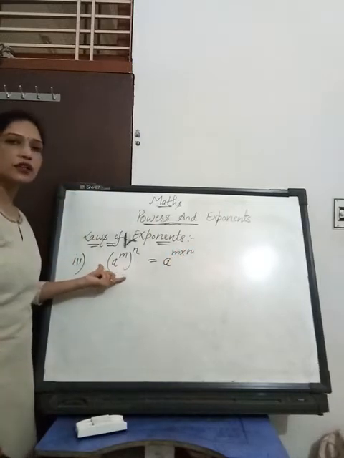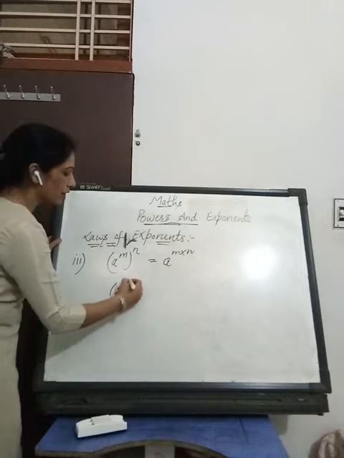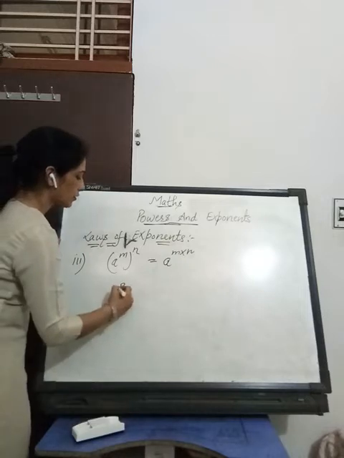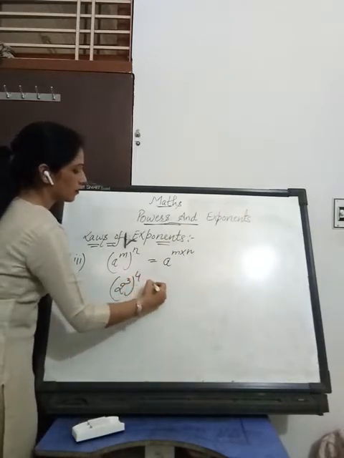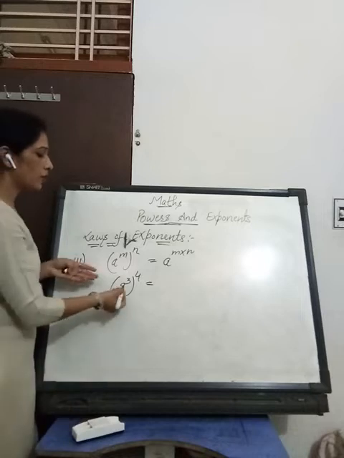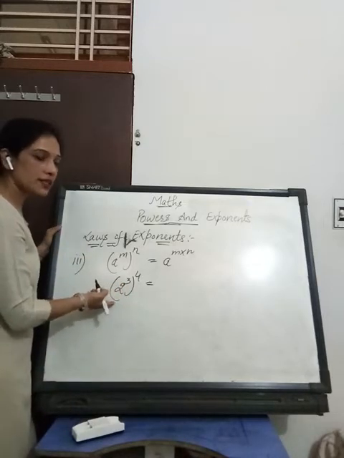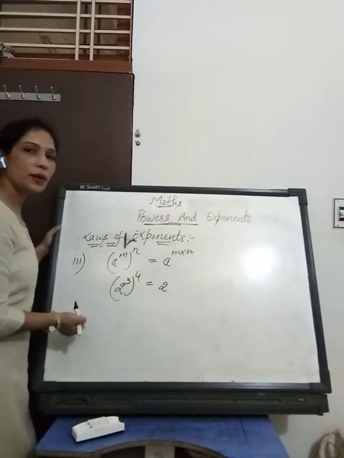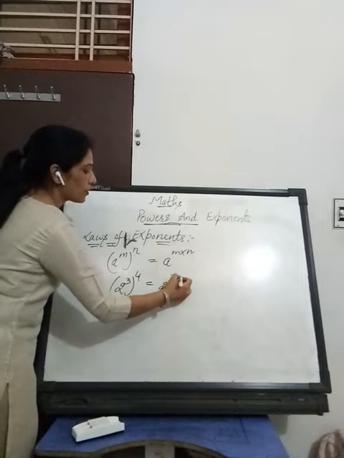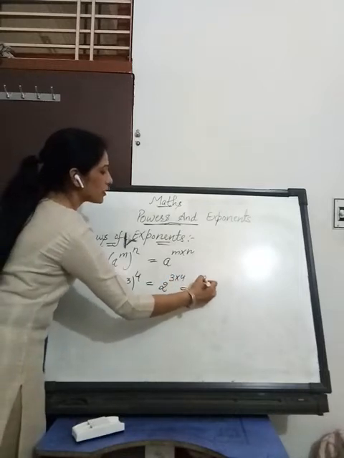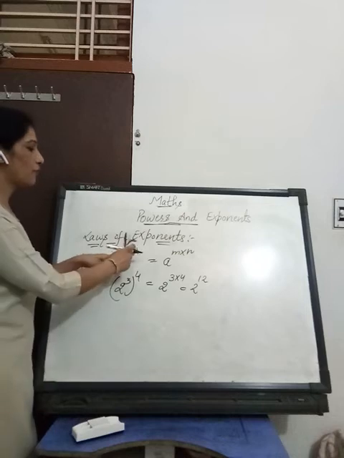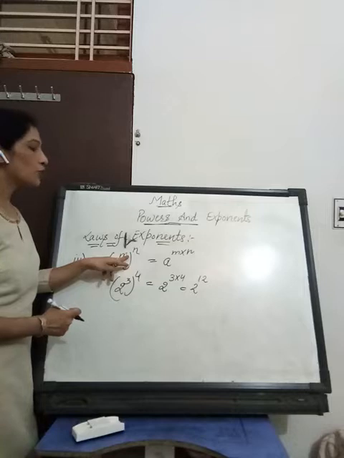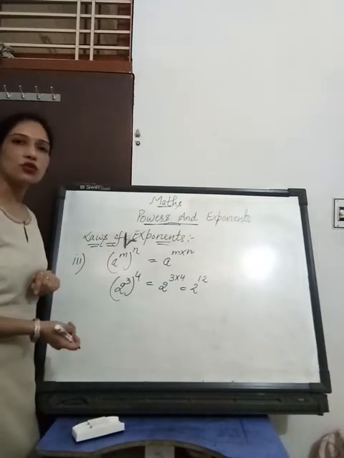If questions are given in this form, for example 2 raised to power 3, and then raised to power 4, now you have to solve it. How you will solve? Only one base is there, that is 2. You have to write the base as it is and these powers you have to multiply. Clear? So what will be your answer? 2 raised to power 12. Clear? If the base is only 1 and 2 powers are there, you have to multiply these 2 powers.